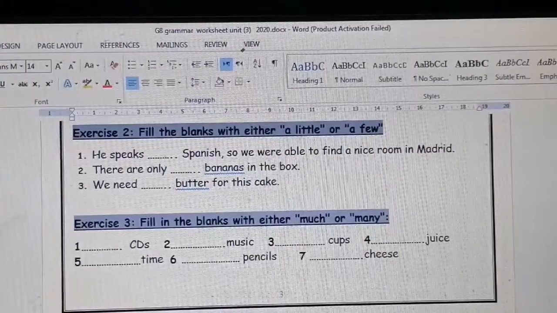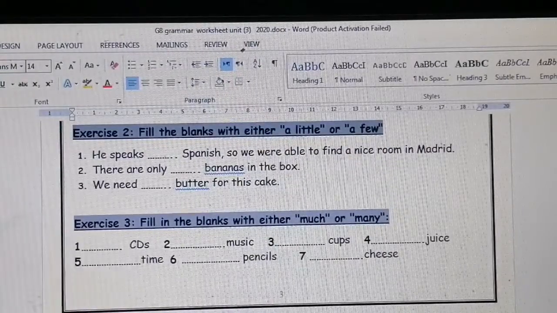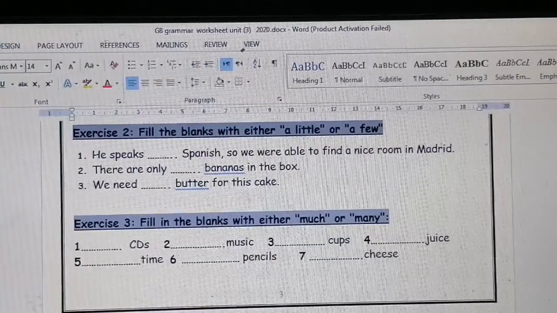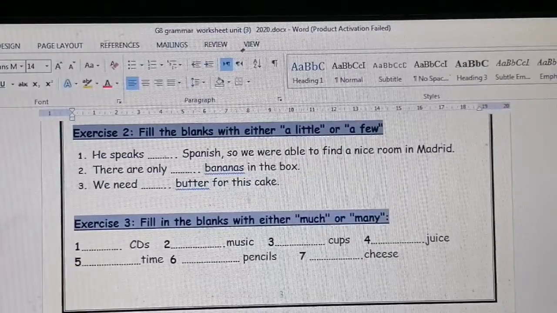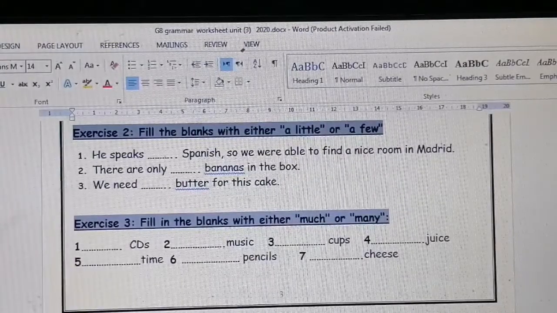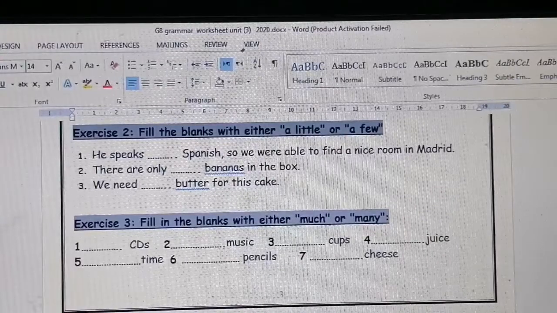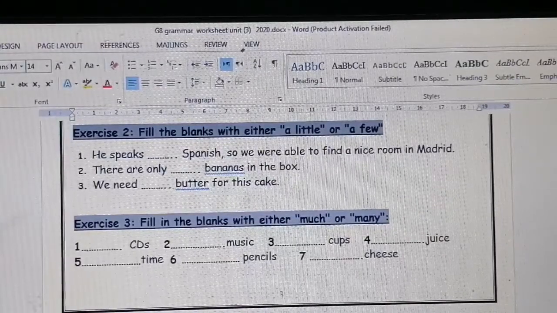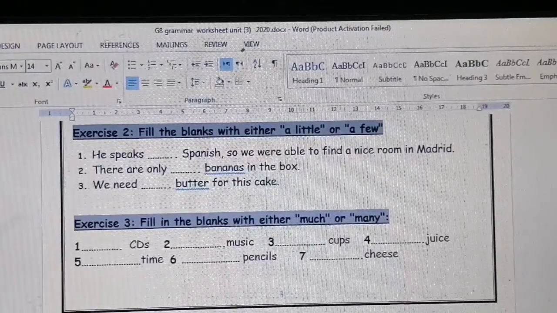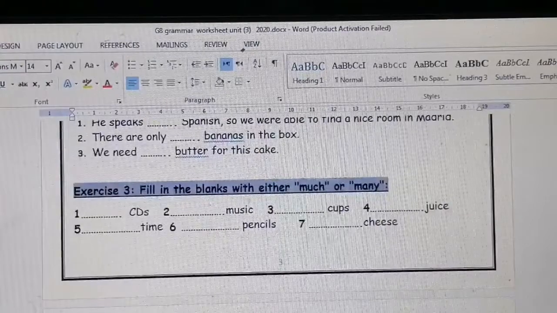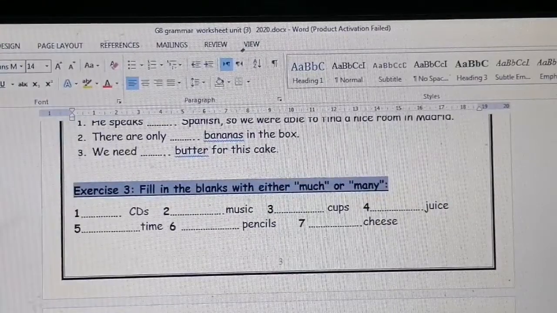Number 2, music, it's uncountable, so we put much. Number 3, cups: we have the plural S, so we put many cups. Number 4, juice, uncountable, so we put much. Number 5, time: yes, excellent, it's much time. Number 6, pencils, many pencils, good job. Number 7, cheese: it is much cheese because it's uncountable, okay?